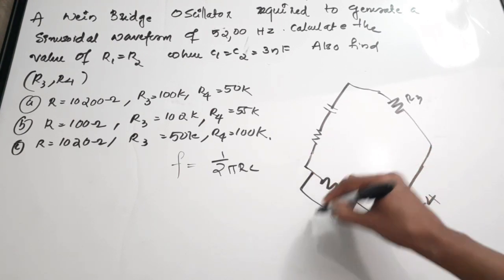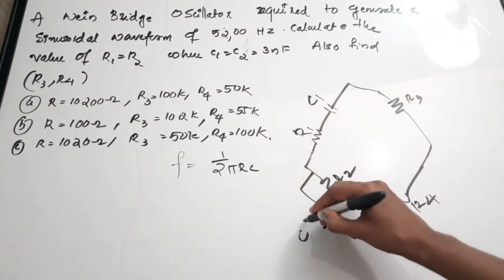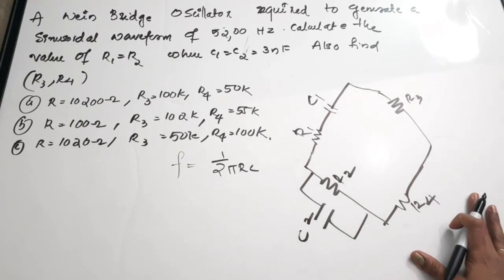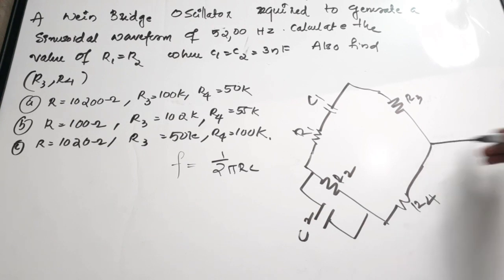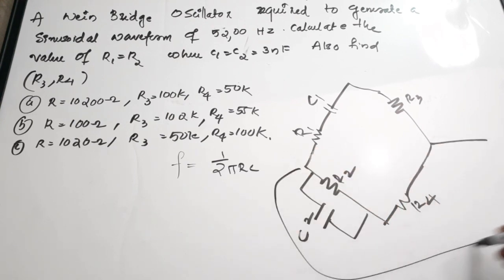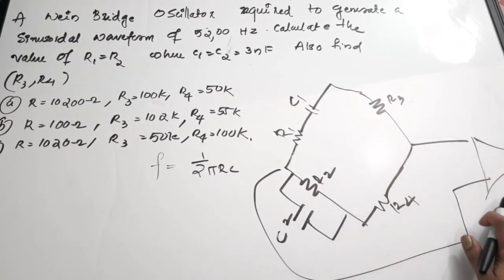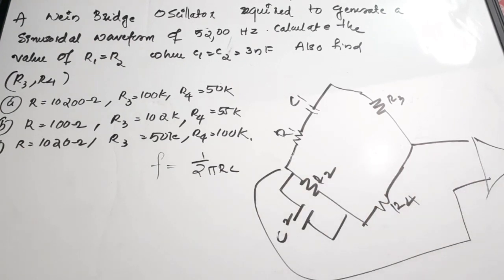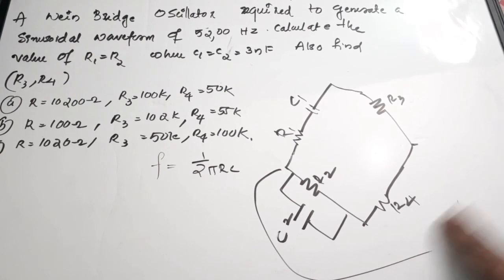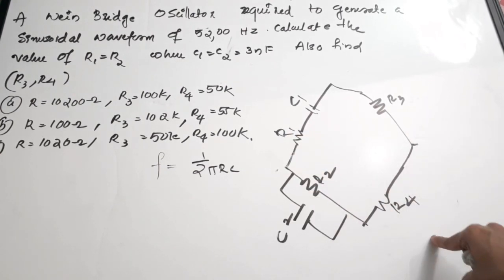This is a Wien bridge. So this is R1, this is C1, this is R2, this is C2. So this is what the Wien bridge looks like for the Wien bridge oscillator. And these sections are connected to the amplifier. I hope you can see. Anyway, just consider that there is an amplifier here, and the points of the Wien bridge are connected to the amplifier. Now, we don't have to do anything with the amplifier section as of now. We only require the Wien bridge section. We need to find the value of R3 and R4.